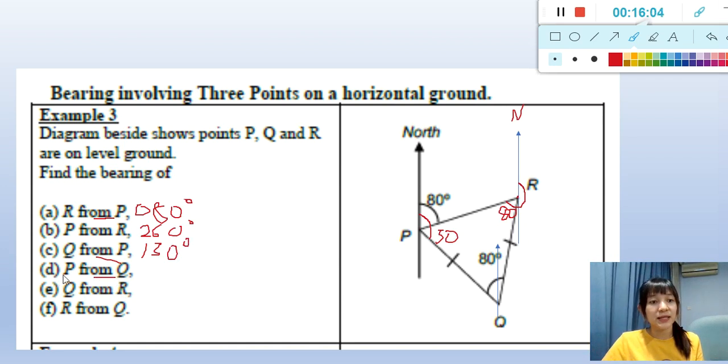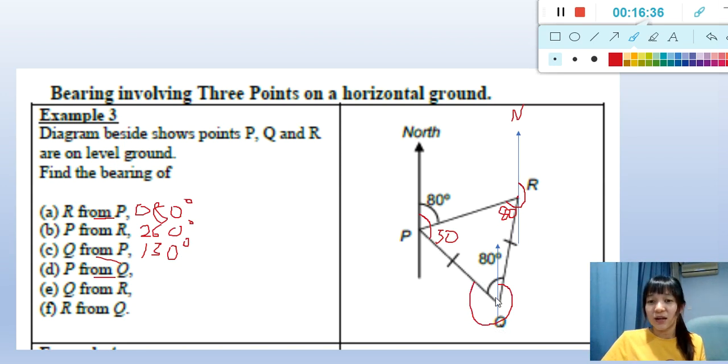Next one. D. What is the bearing of P from Q? Now you are standing here. North line, I added it myself, so you add it in your diagram also. North line is pointing up. Then you are going to start to rotate. North line here, you're going to rotate until you stop. Where? Here. Right? This line here points toward your P. You have to find this angle.